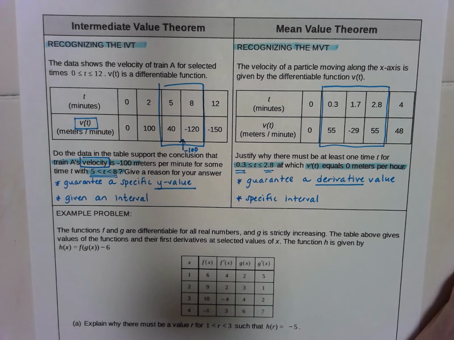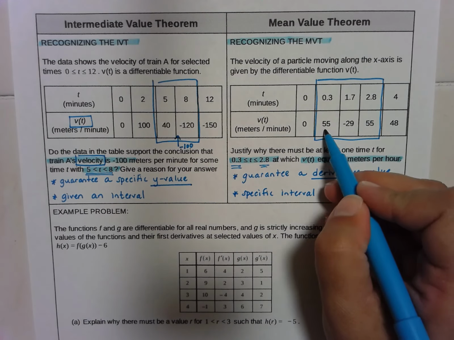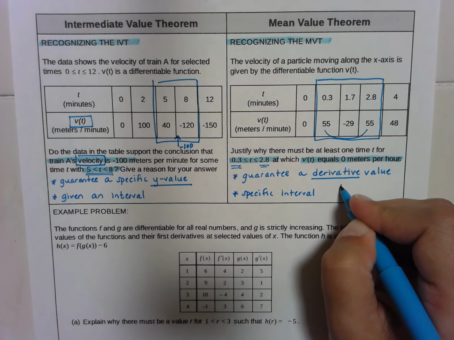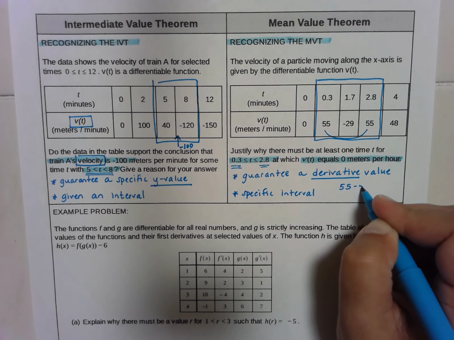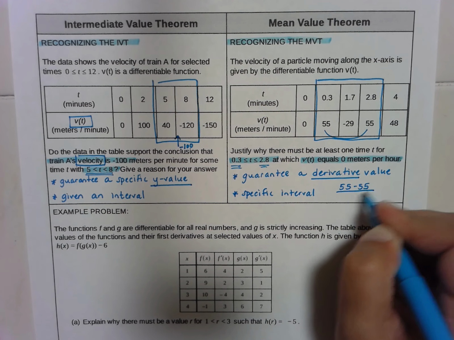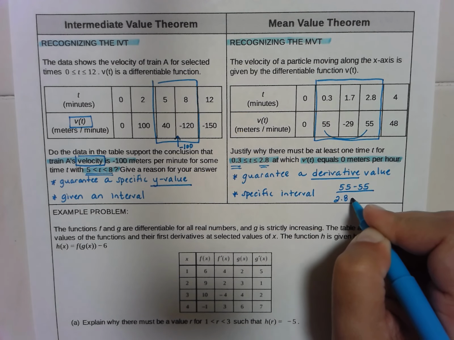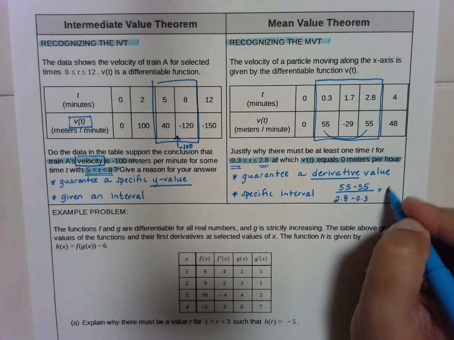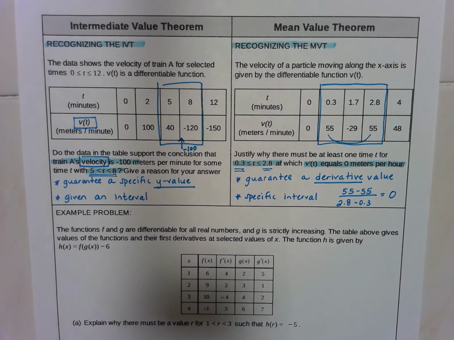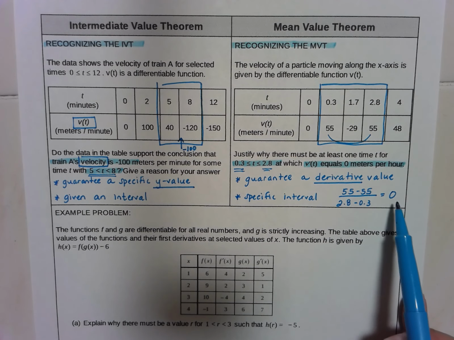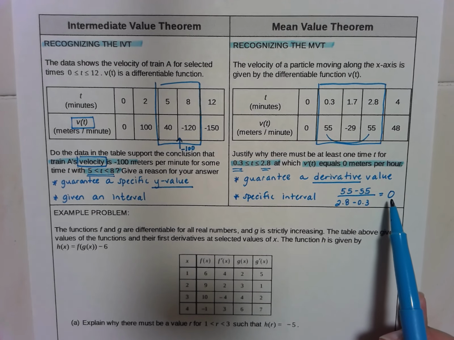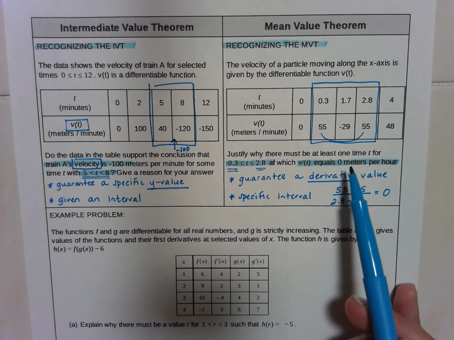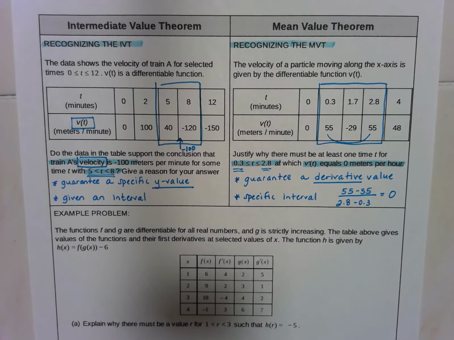Now, a derivative is a slope. So what I would do here is I would find the regular old slope. So I would do change in y, which is 55 minus 55, over change in x, which is 2.8 minus 0.3. And since 55 minus 55 is 0, this is going to give me 0. Since my average slope is 0, the mean value theorem says that my derivative must be 0 at some value.